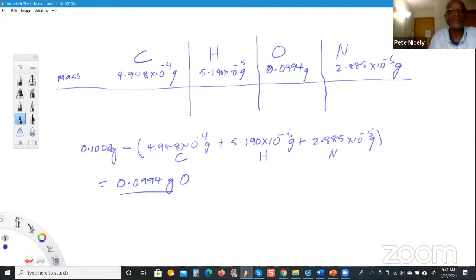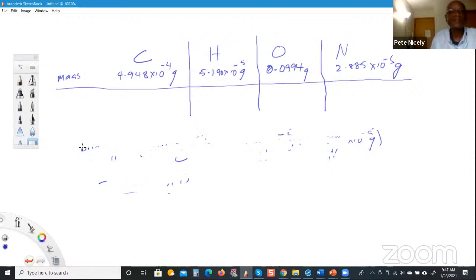Then let me make sure I've written all these correctly before I erase this down here. 0.0994 grams for the oxygen and 2.88. Okay, good. So what I'm going to do to create some space is erase this down here. And then I'm going to write down this row for the moles. If you remember what we did the last time, we simply take the mass of each of these and divide by their respective molar masses.